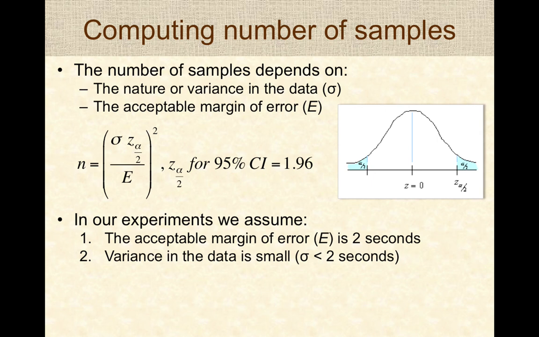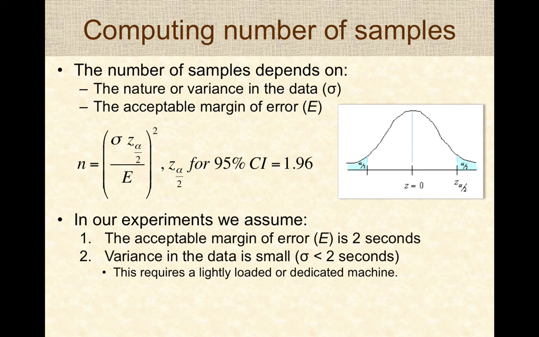So for example, if in our experiments we assume that the acceptable error margin is about 2 seconds, that means we're willing to accept an error of 2 seconds. In other words, we assume that the runtime of your benchmark is never less than 2 seconds. And also we assume that the variance in the data is pretty small. That means we expect variance to be less than 2 seconds in every run.